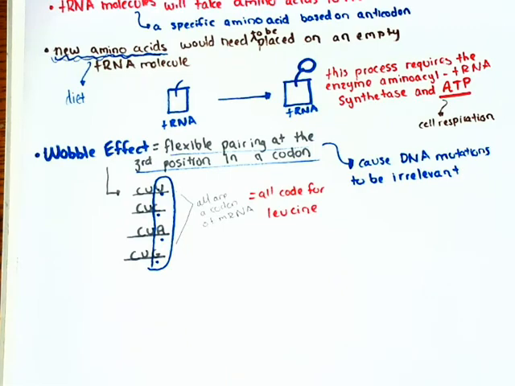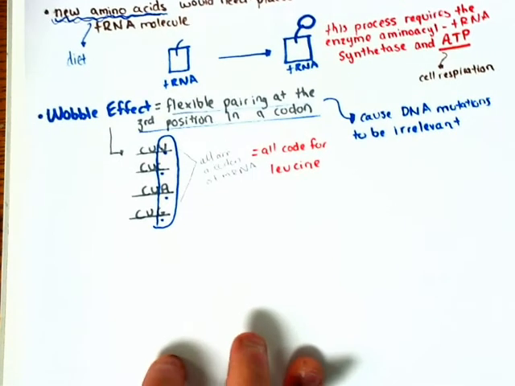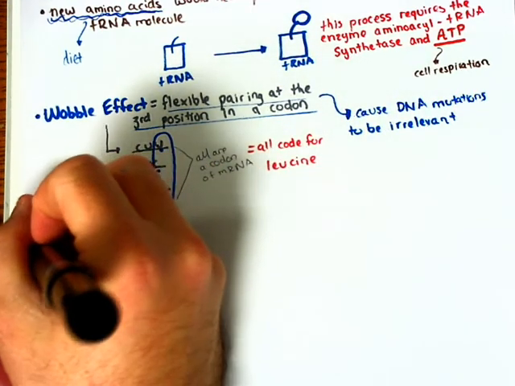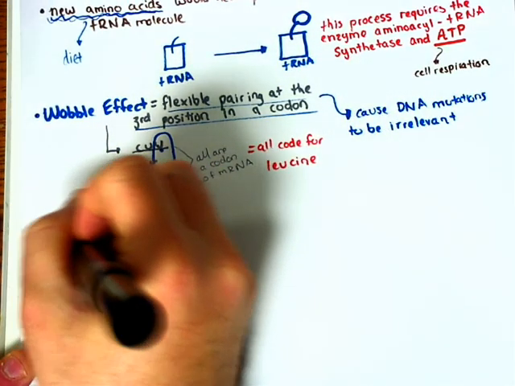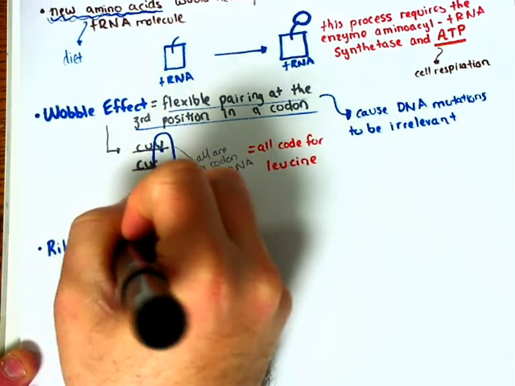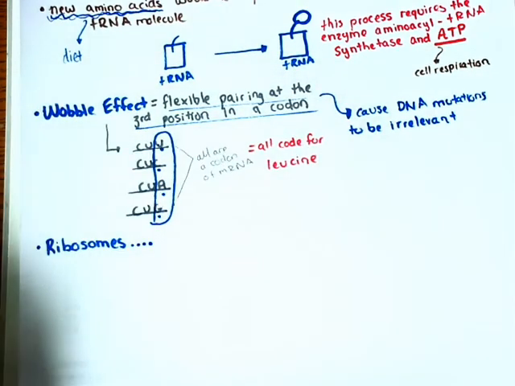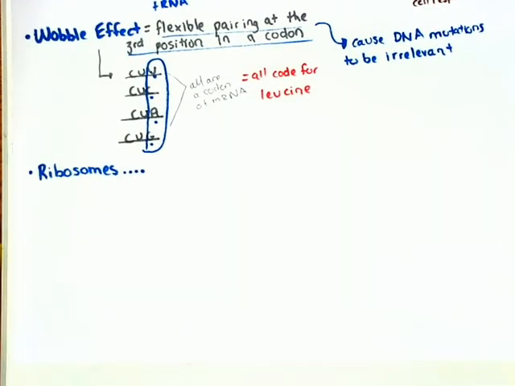Okay. Let's look at something different, and let's look at our ribosomes. Remember, the ribosomes are made of RNA, I apologize, and they're also made of protein. The rRNA was made, of course, in the nucleolus.